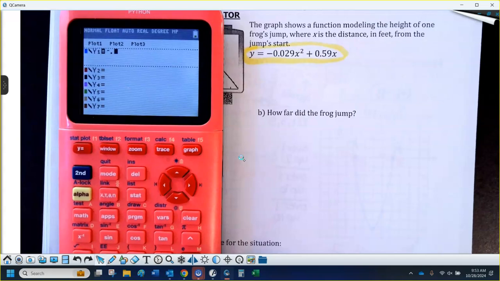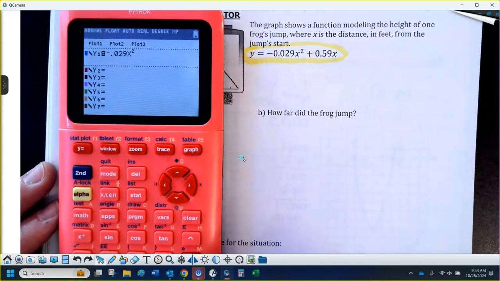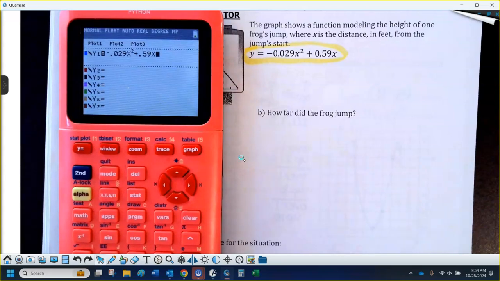It's -0.029. You don't need the 0 in front. You can put it, it doesn't matter. But it's -0.029x squared, and then plus, again, you don't need the 0, I'm just going to put .59x. You can put the 0 in front of the decimal place, but you don't have to.